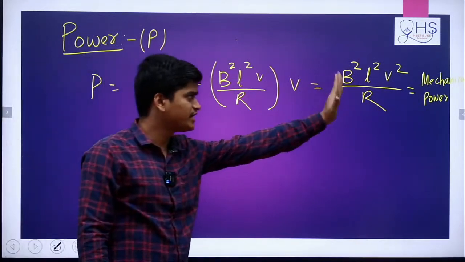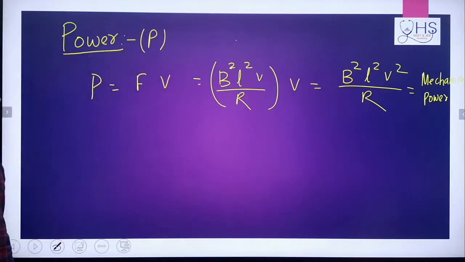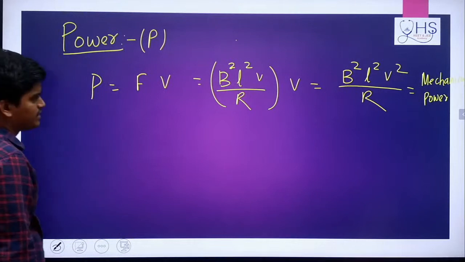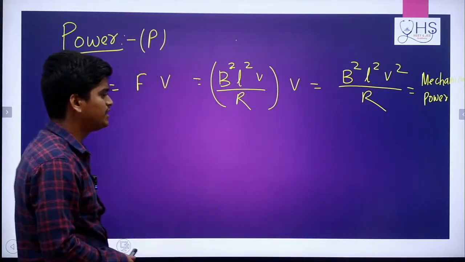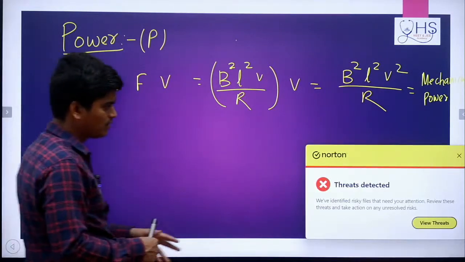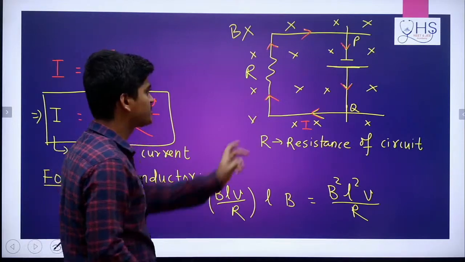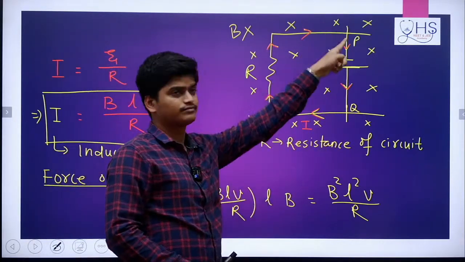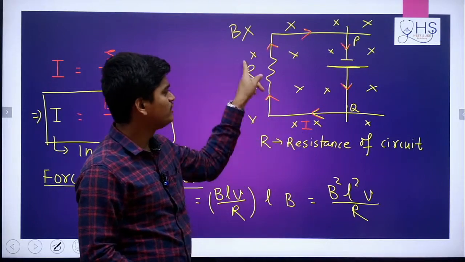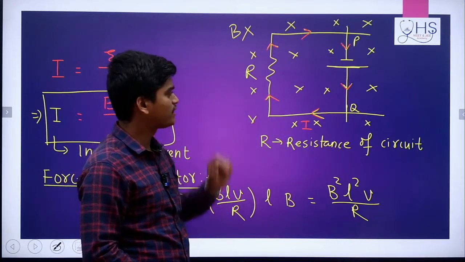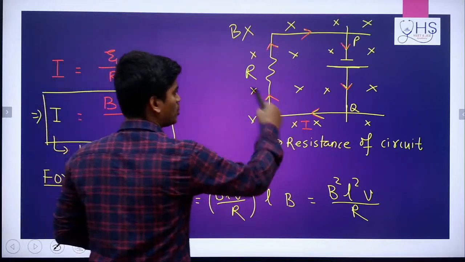Whatever energy I require, that energy per unit time is basically power. So power is coming basically B square L square V square by R. This is the external power you are supplying. But now listen, if this power is coming, that is external work you did, where did that work go? That work went inside the circuit, because in the circuit current is flowing and one resistance is there. So current square into resistance, I square R, will give you the power loss in the circuit.